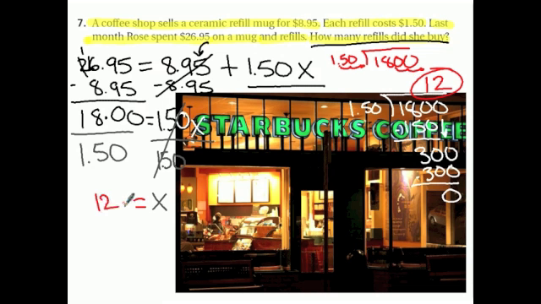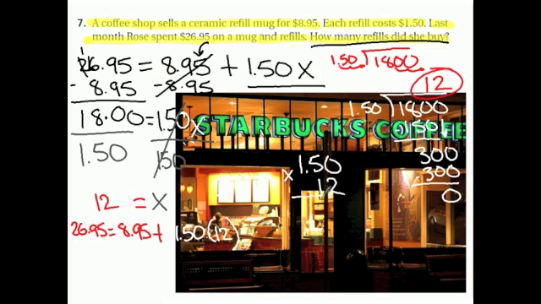Now remember, we have the ability to check this. Okay, so what we're going to say is $26.95 should be equal to the price of the mug, $8.95, plus the refills, right? $1.50 times 12. Okay, so let's knock this thing out, okay? So let's do the 150 times 12. And I've got a sneaky suspicion that's going to be 18 bucks.